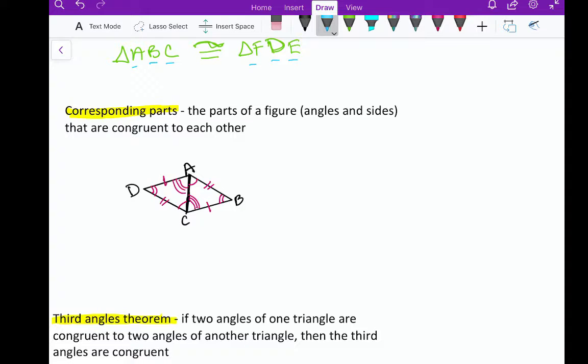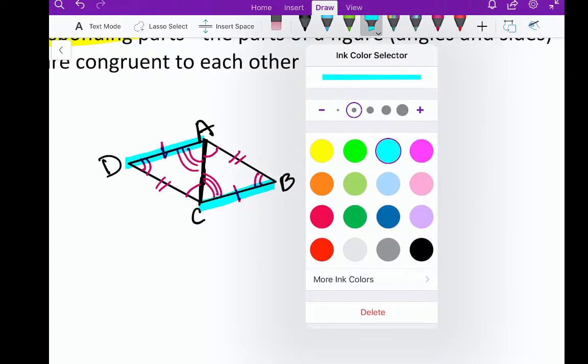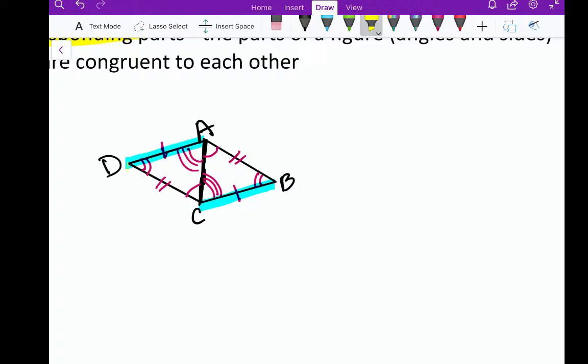So again, let's look at corresponding parts. These are the parts of a figure, either angles or sides, that are congruent to each other. So I know this is kind of a small picture. So let's talk about what triangles are congruent. So I see some sides that are congruent. So side DA is congruent to side BC or CB. You could call that either way. And side DC is congruent to side AB. Okay, so I have that.